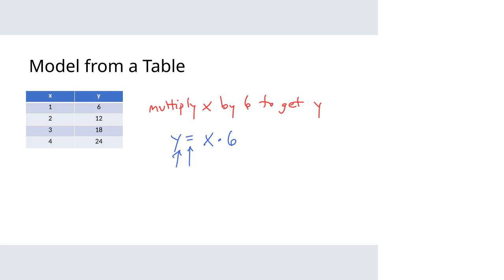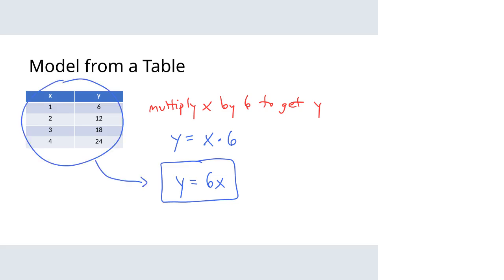Or the way we would probably write that, instead of y equals x times 6, which is fine, is y equals 6x. And that would be a model that takes this information and gives me an equation that shows the relationship between x and y. We would take x and multiply it by 6 to get y. That's what this model says right here.